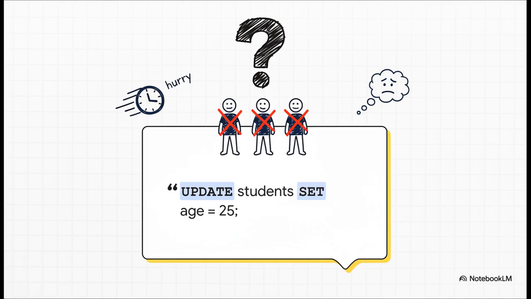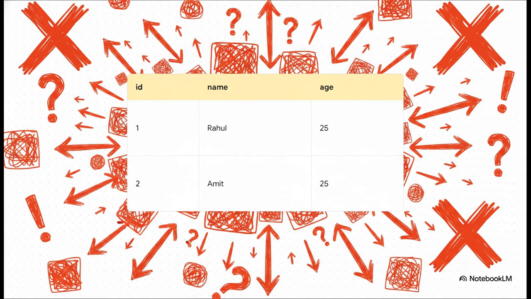So what does it do? It does this. It updates every single record. Without the where clause to tell it where to go, it just assumes you mean everybody. Suddenly, Rahul is 25, Amit is 25, every single student in the entire database is now 25. This is how you corrupt your entire dataset in one keystroke.